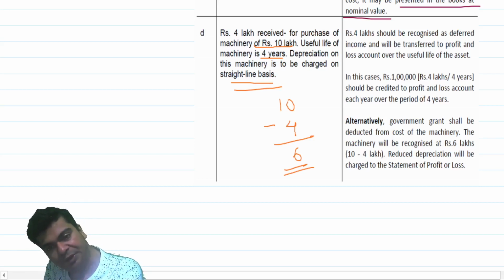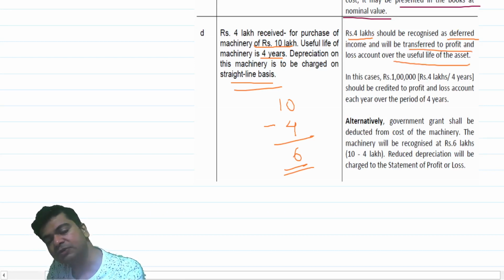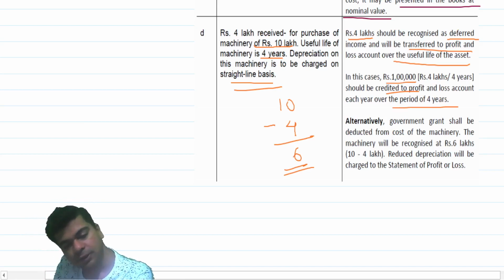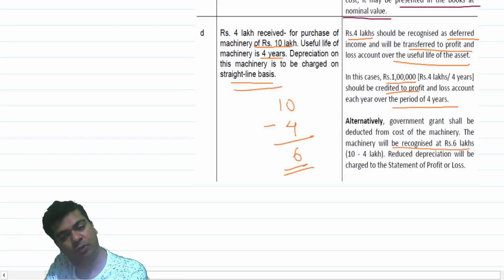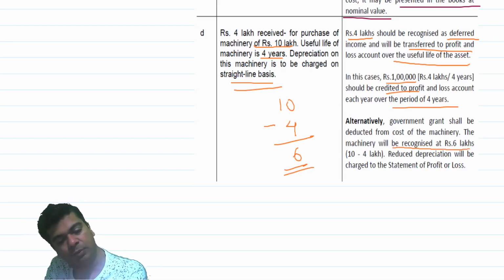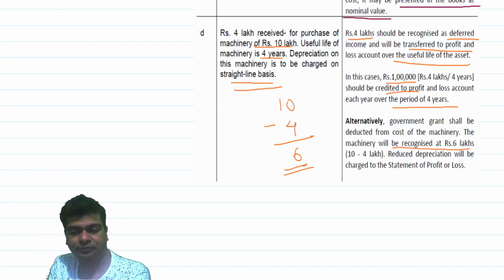As you can observe in the response, 4 lakhs will be considered as deferred income, transferred to the P&L over the useful life of the asset. 1 lakh will be credited to the P&L over a period of 4 years. Alternatively, the government grant shall be deducted from the cost of the machinery. Machinery will be recognized at 6 lakhs of rupees, and on 6 lakhs you will provide for the depreciation.